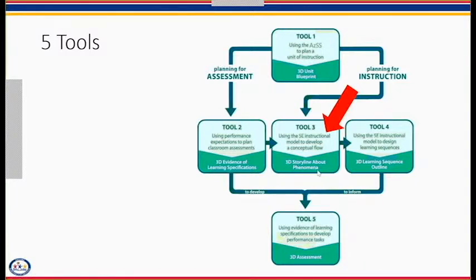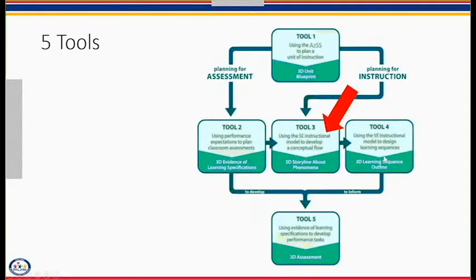In Tool 4, we have our learning sequence outline, and that includes the resources that you're going to use to teach your unit. And lastly, in Tool 5, you'll go back to those evidence of learning specifications, along with everything you've developed in Tools 1, 3, and 4, and create your final 3D assessment. So it's going to cover all 3 dimensions.